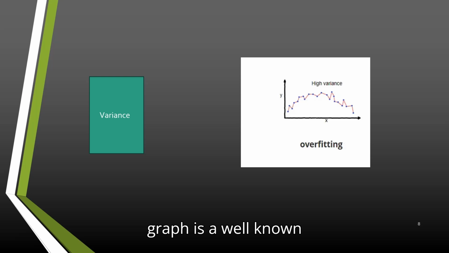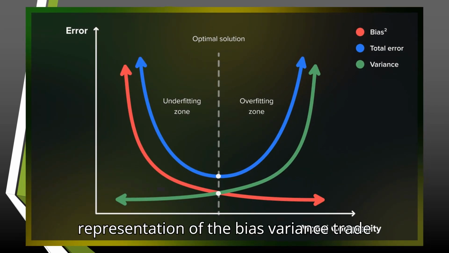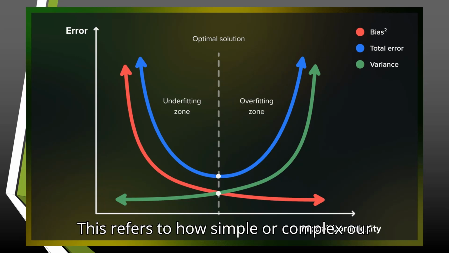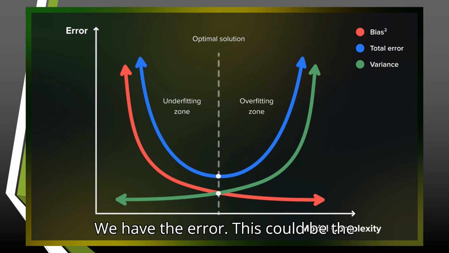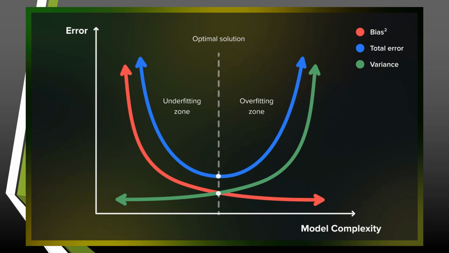So this graph is a well-known representation of the bias variance trade-off in machine learning. On the x-axis, we have the model complexity. This refers to how simple or complex our model is. On the y-axis, we have the error. This could be the total error that our model produces.